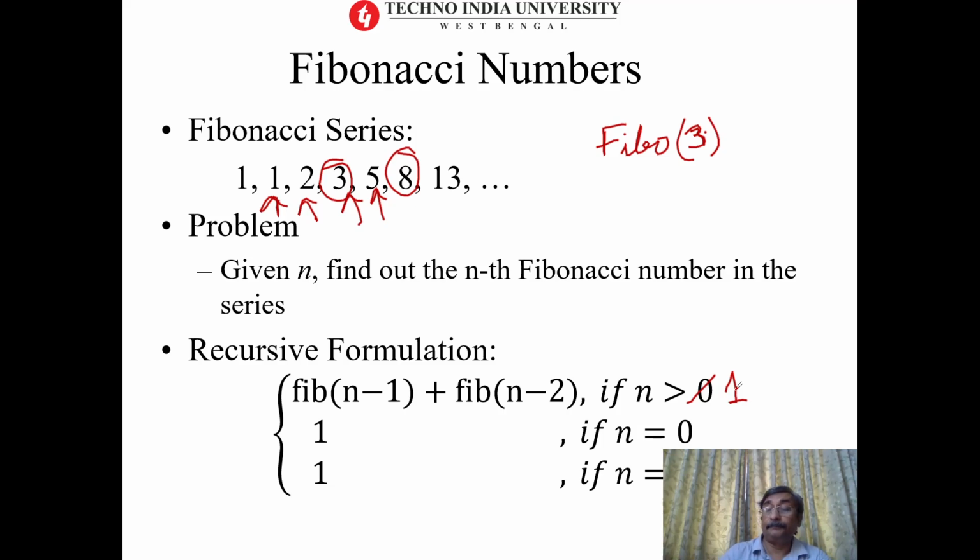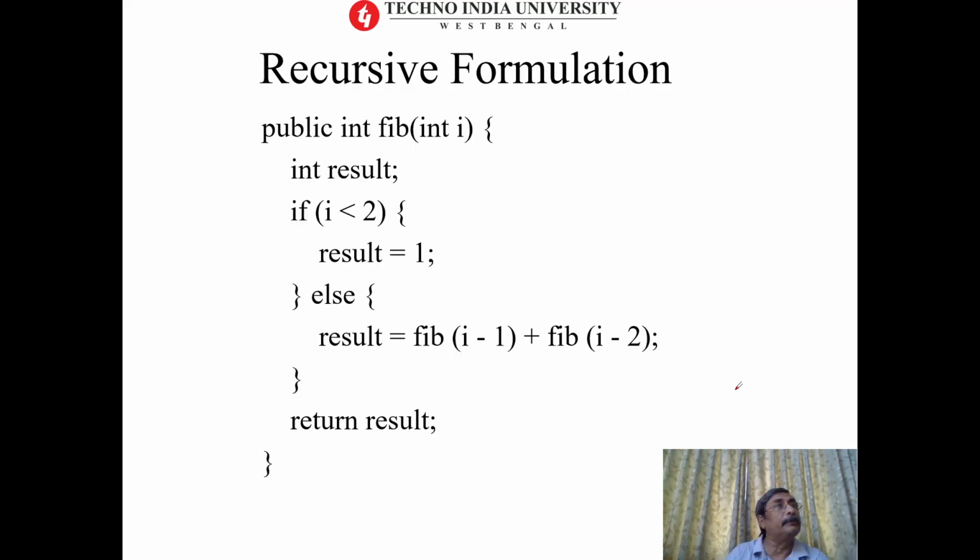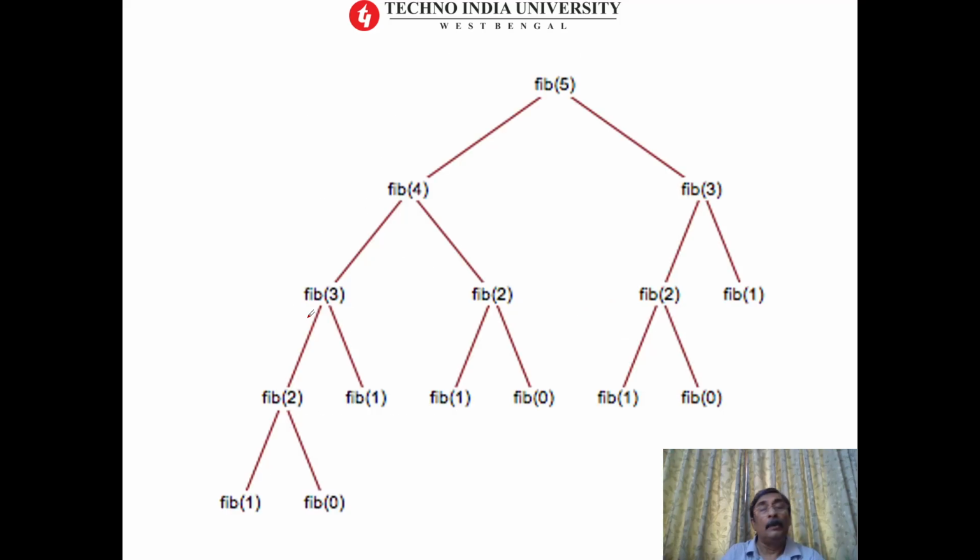Now, having said that, let us see a very simple code. For those who are interested in coding, it's a first year code. If i is less than 2, meaning it is 0 or 1, the result is 1. Otherwise, the result is to call fib once again with i minus 1 and fib with i minus 2. The results of these two calls are returned and added, and this result, fib i, is returned.